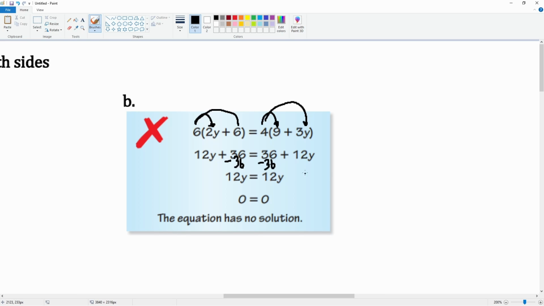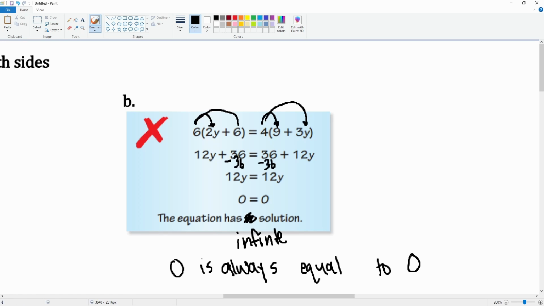That cancels. We have 12y equals 12y. Both of them are equal to each other, so we can write 0 equals 0. This is incorrect. It has no solutions. That is incorrect. It has infinite solutions. The reason why it has infinite solutions is because 0 is always equal to 0. So this has an infinite number of solutions.